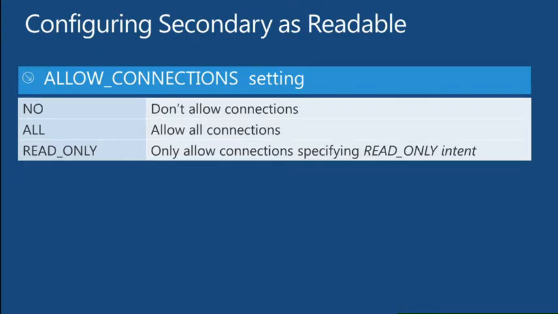Now, one of those capabilities is this read-only setting. If you specify read-only for a secondary, that means I will only accept connections that specify read-only in the connection string. The reason we do this is that if you specify read-write, or you don't specify anything, I want to protect my secondary from applications that will try some inserts, updates, or deletes, because I know they're going to fail.